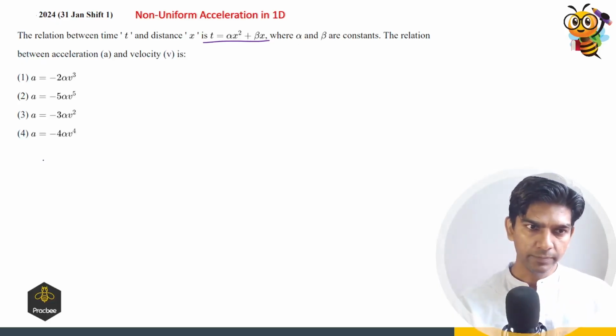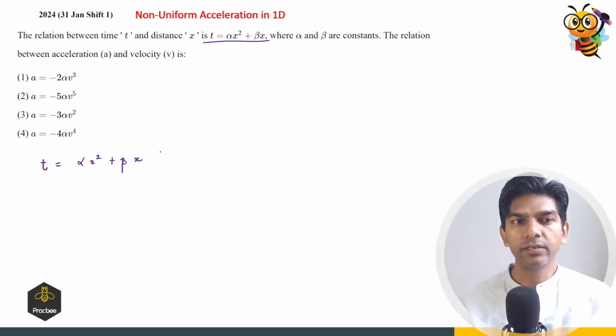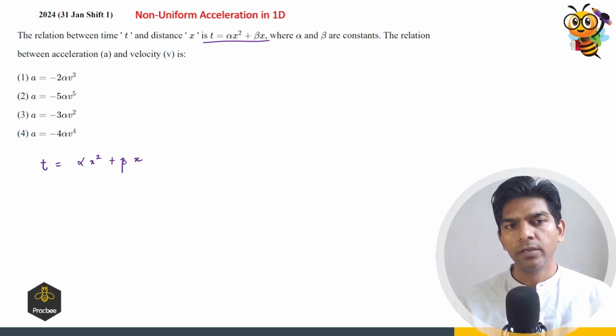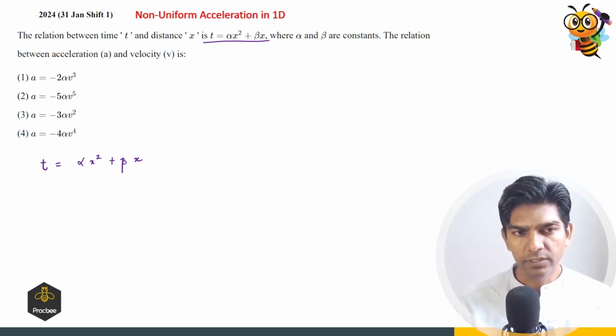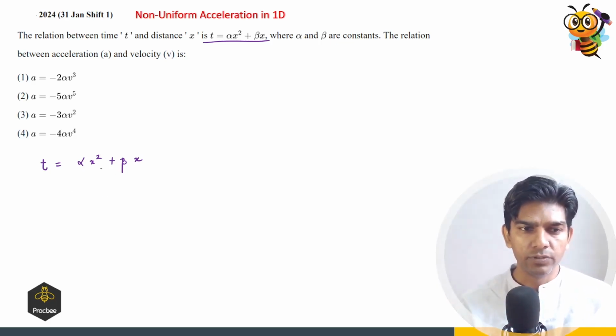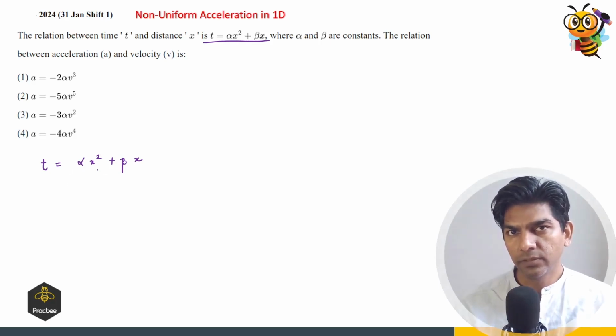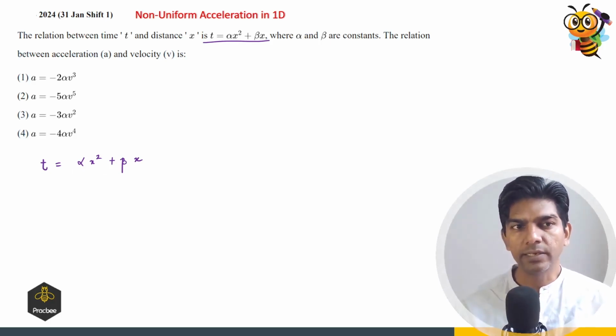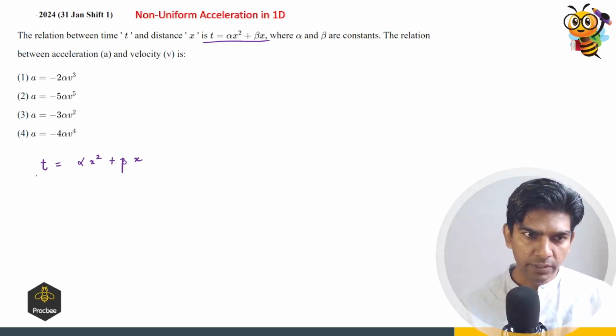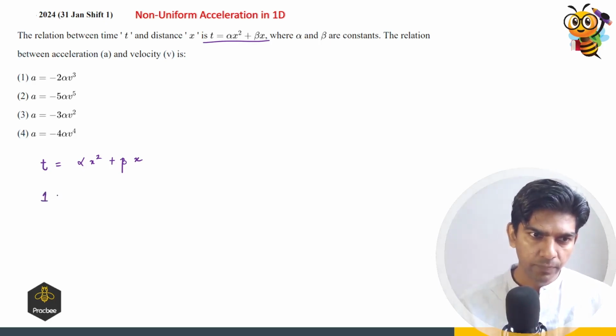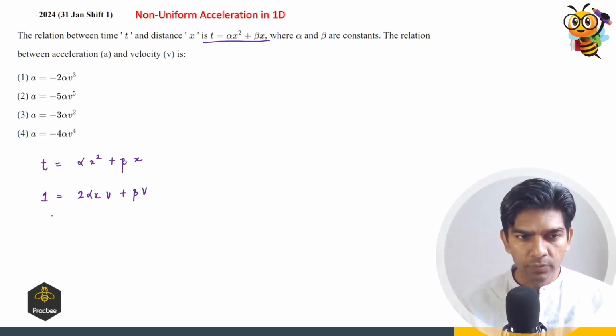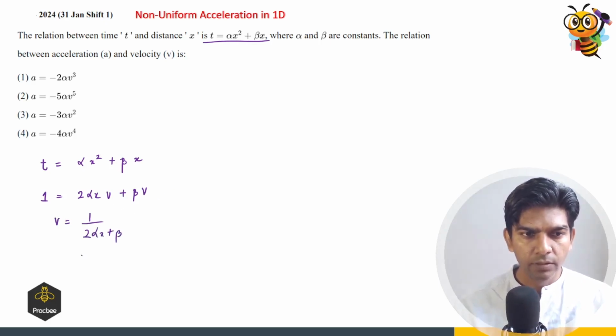So we have given t as alpha x square plus beta x, and we have to find the relation between acceleration and velocity. Whenever we have such a question, the first thing is, let us differentiate this, because we have x. If we take the first derivative of x, we'll get velocity, and the second will give us acceleration. So let me first take the first derivative. It will be 1 equals 2 alpha x times v plus beta times v, right? Now from this we can say v is nothing but 1 upon 2 alpha x plus beta, right?